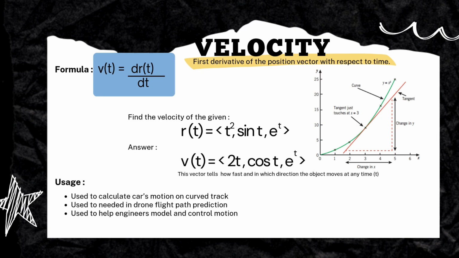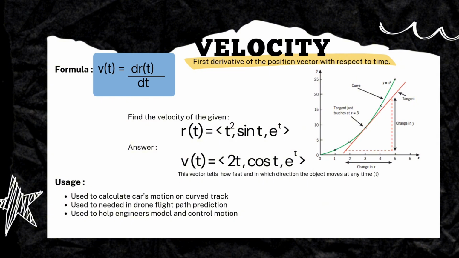For example, if we were given the position vector r(t) equals t squared, sin t, e to the power of t. If we differentiate it, we can get the velocity, which is 2t, cos t, and e to the power of t. This means at any time t, we know exactly how the object is moving in space.